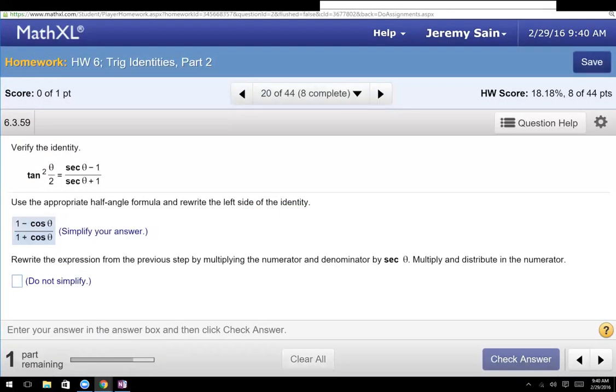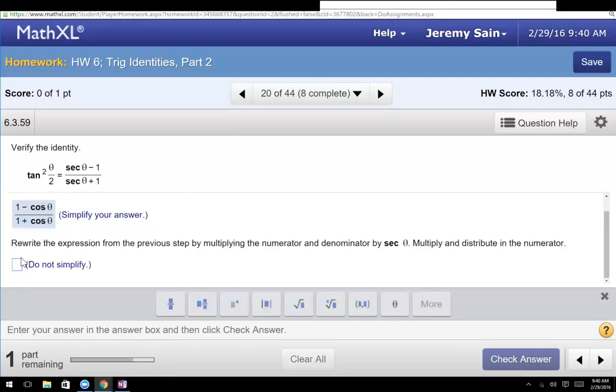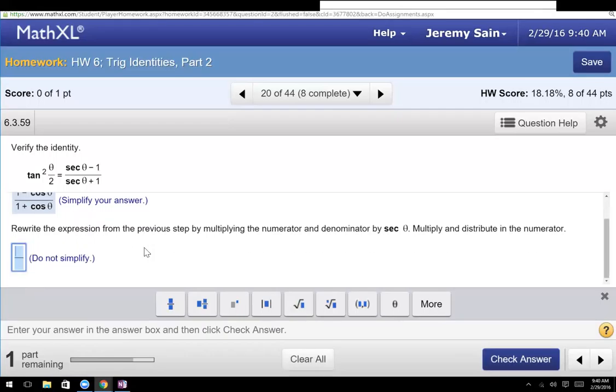All right. And then if I multiply the top and bottom by secant theta, and I do not simplify, well, I'm just going to multiply all 4 guys each by secant theta. So I've got secant theta minus secant theta cosine theta over secant theta plus secant theta cosine theta.